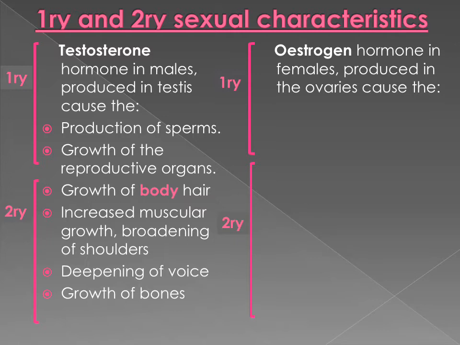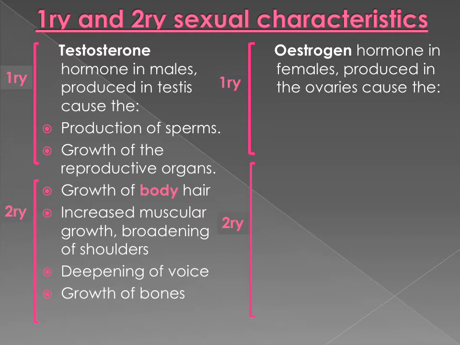Now, I want to make sure that you understand the difference between primary and secondary sexual characteristics. A primary sexual characteristic is one that is involved only in the reproductive organs. So, which points do you think are primary sexual characteristics for males? They are the first 2 points, the production of sperms and the growth of reproductive organs. The rest is considered a secondary sexual characteristic.